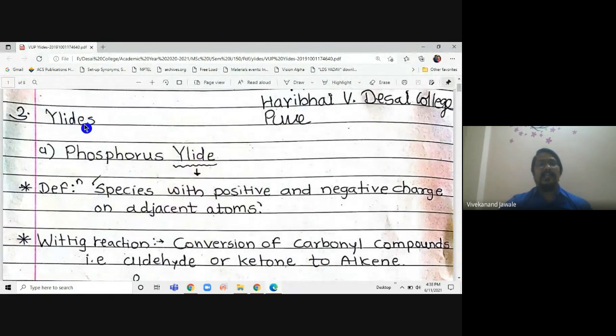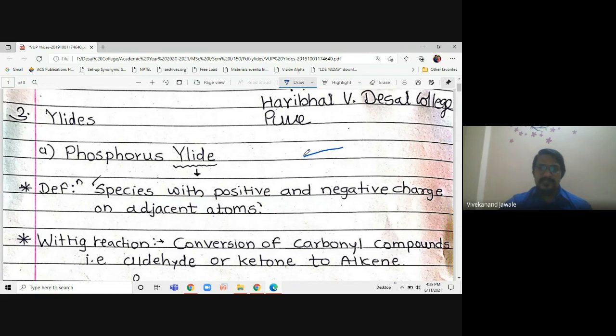So there are three types of ylides. We'll see one by one. What is the definition of this ylide? Ylide is nothing but the species which is having a positive and a negative charge on adjacent atoms. So when I say adjacent, that means they are nearer to each other. Okay, so if this carbon is having a positive charge and this carbon is having a negative charge, not only carbon but different species, if they have such a type of appearance in their structure, that time we call it an ylide. Okay, so this is the case.